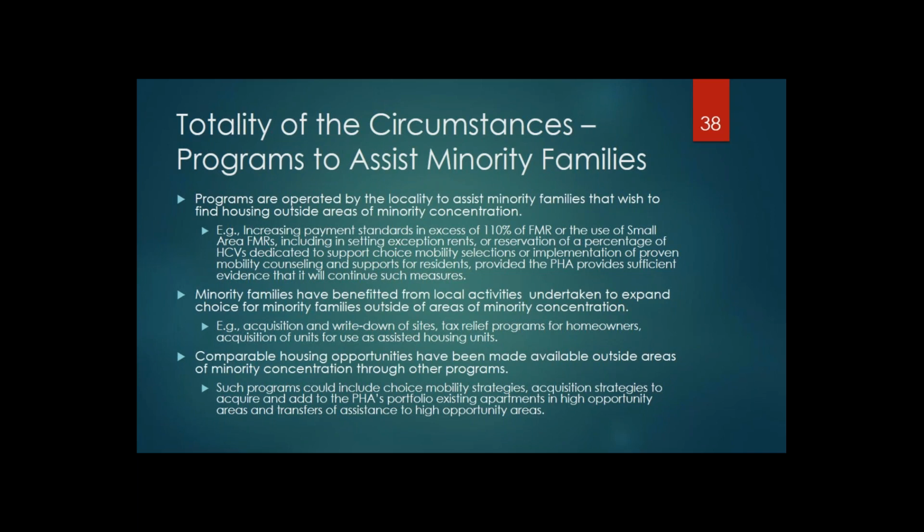So these factors are really similar, and the point they're trying to get at is whether there are other programs or other ways that minority families who wish to live in non-concentrated areas can find affordable housing. The notice gives examples for each of these. Examples of these activities would include acquisition of units in non-concentrated areas for use as assisted housing, increasing the payment standards for housing choice vouchers, the use of small area fair market rents, as well as the use of mobility counseling to help low-income minority families find housing outside of areas of concentration.